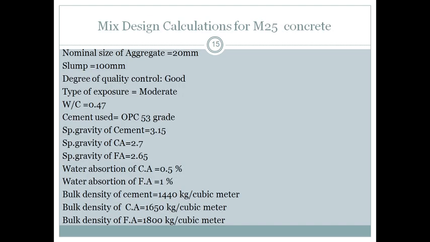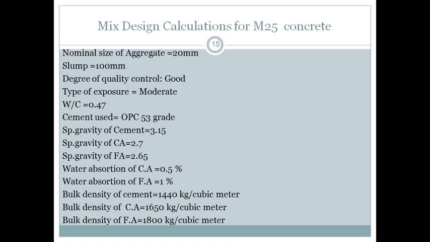It will be better understood by designing for one particular grade of concrete. To design a mix proportion for any grade of concrete, you should first know the ingredients. As you know, for any concrete the ingredients are fine aggregate, coarse aggregate, cement and water. Those four important ingredients of concrete you have to bring to your lab first.